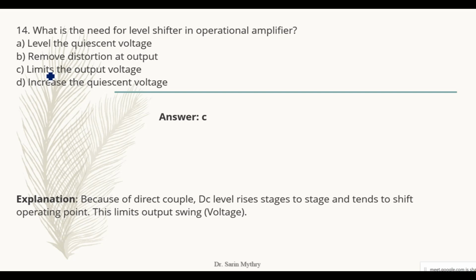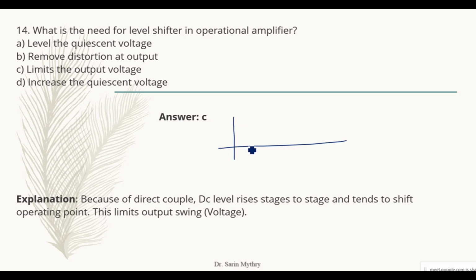The buffer will be transmitting the input to the output side in order to limit the output voltage, as the DC level rises stage to stage, which tends to shift the operating point. So that's why you are supposed to limit the output swing of the voltage. Output swing has to be between the VCC and minus VEE.